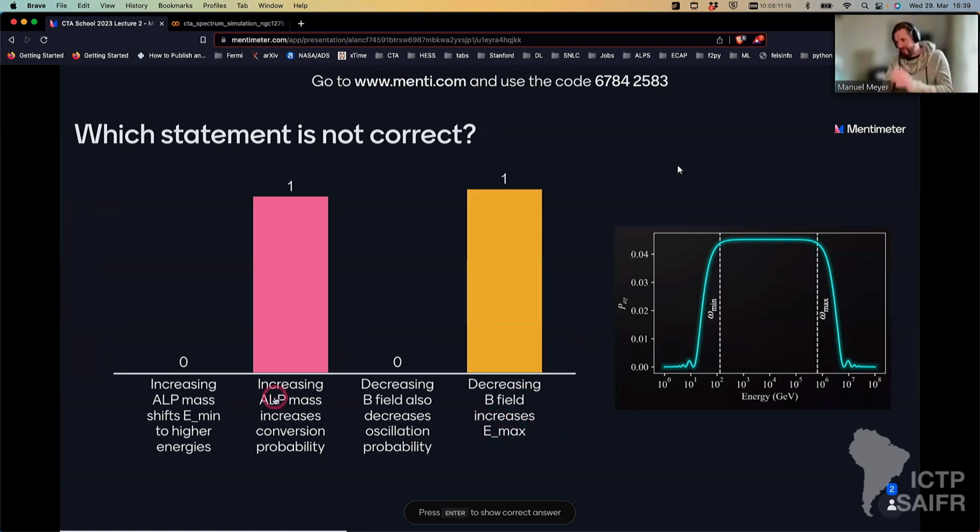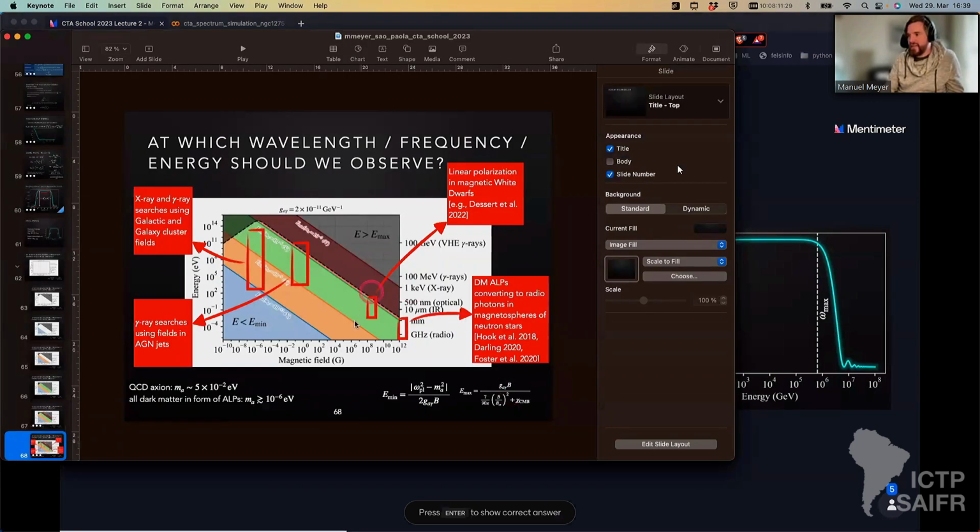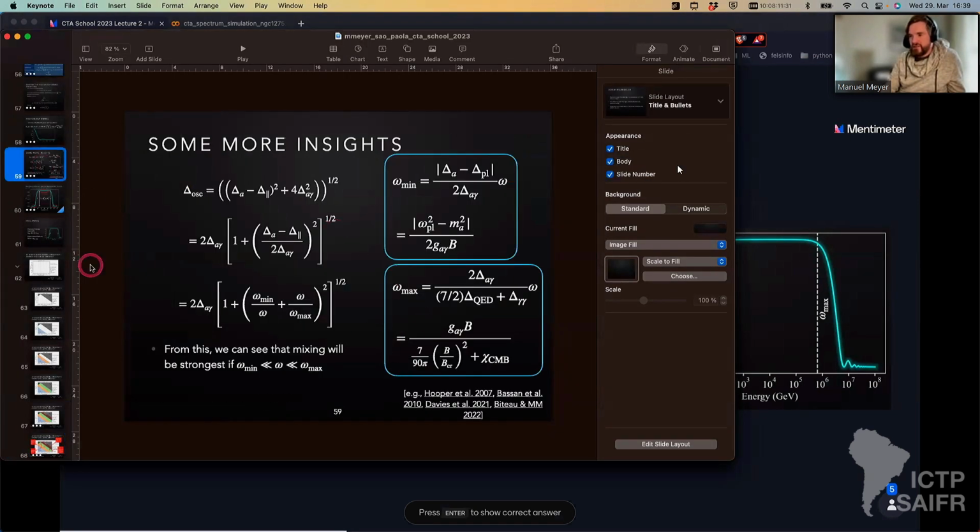Okay, so take a second. Think about what is not correct. Maybe I'll show you the slide again with the formulas. So these are the formulas for the minimum energy. It depends on the mass squared, inversely on G and B. Okay, let's forget about this term, and it becomes simpler. Then one power of B is canceled, and it's just G over B for the maximum energy.